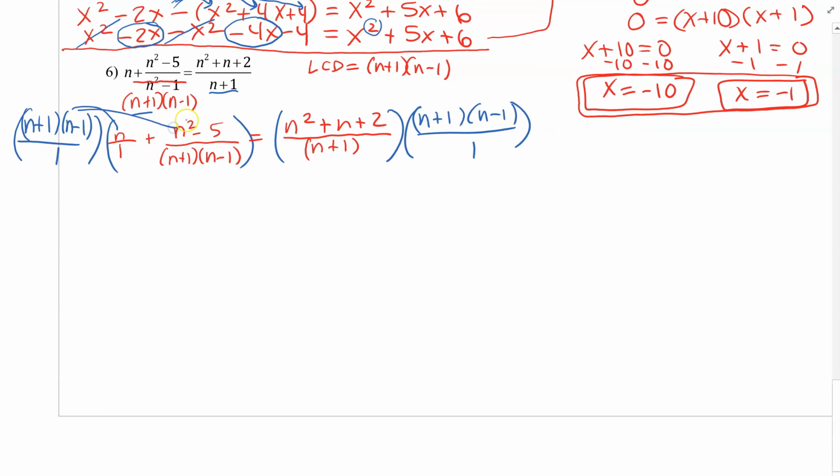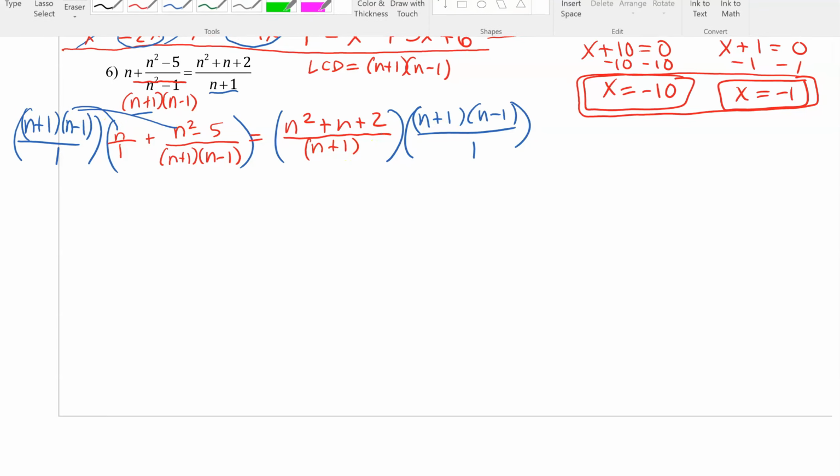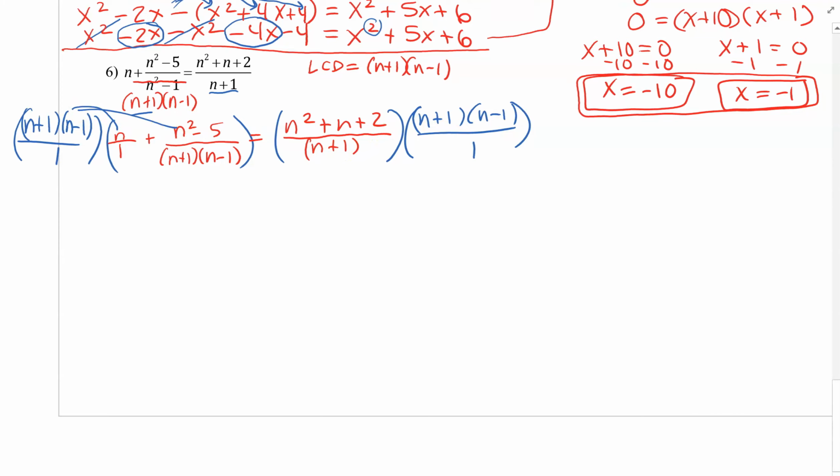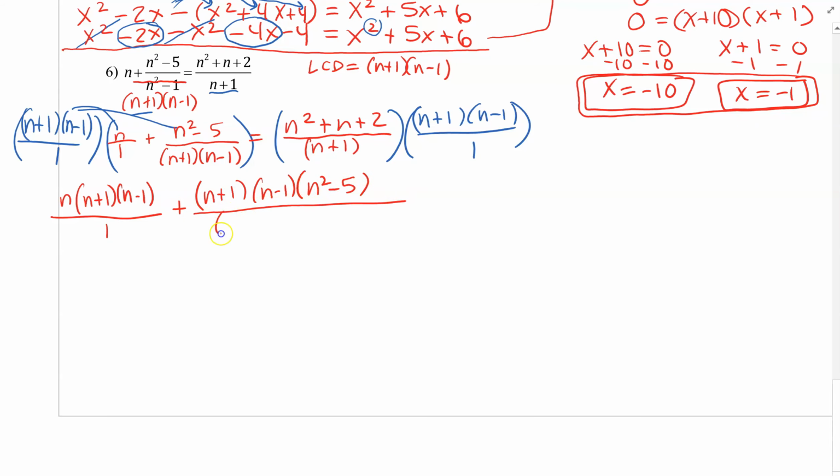I distribute that to everything. Okay, so on the left I have n times n plus 1 times n minus 1 all over 1 plus n plus 1 times n minus 1 times n squared minus 5 all over n plus 1 times n minus 1 equals n squared plus n plus 2 times n plus 1 times n minus 1 all over n plus 1.